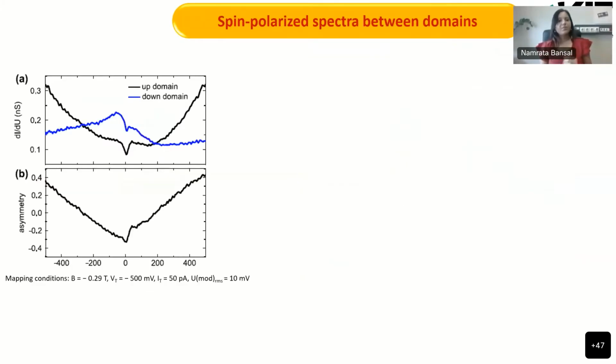What we did here, we took the dI/dV spectroscopy on the dark domain and the bright domain. The purpose of doing this was to get information on the spin polarization of the electronic states of FGT. What we found here is that when we took the spectroscopy on the down domain, indicated by the blue line, it shows a peak in the curve. And for the up domain, shown in black, it shows a dip at the Fermi level.